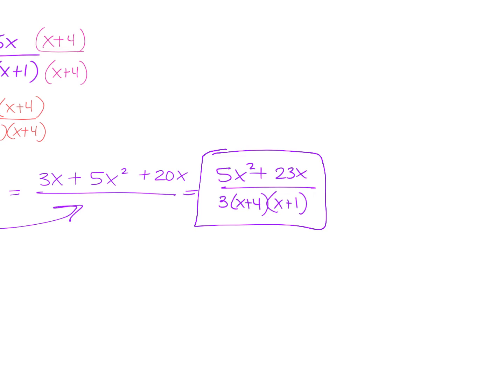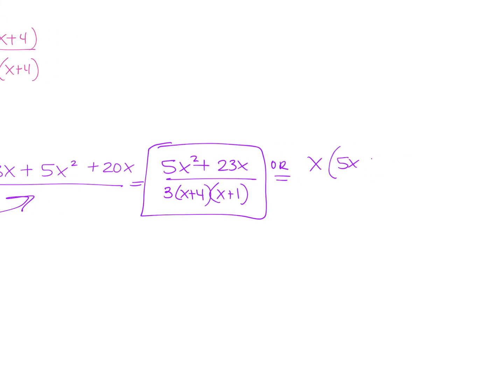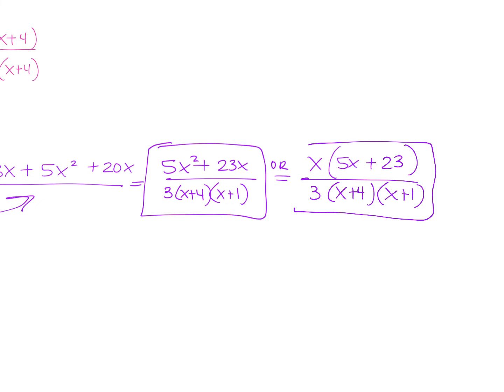If you prefer to factor out in that numerator, what could you factor out of the numerator right now? An x. So if you want to, okay, this is an option. You could say x times 5x plus 23 over 3 times x plus 4 times x plus 1, but there's nothing you can simplify any further. So I don't care which of these you give it to me as, but those are both acceptable answers. Okay? Questions on that?